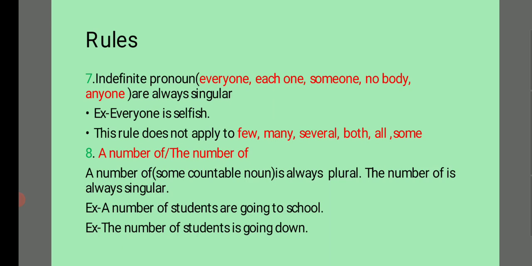Next rule is related to a number of and the number of. Words sound बहुत similar लगते हैं but the use is different. जब हम कहते हैं a number of, it is some uncountable noun which is always plural. If I say a number of students are going to school, that means बहुत सारे. हम किसी particular group को target नहीं कर रहे हैं इसमें. So a number of students is a plural term. That's why इसके साथ जो verb use होगा वो will be plural.